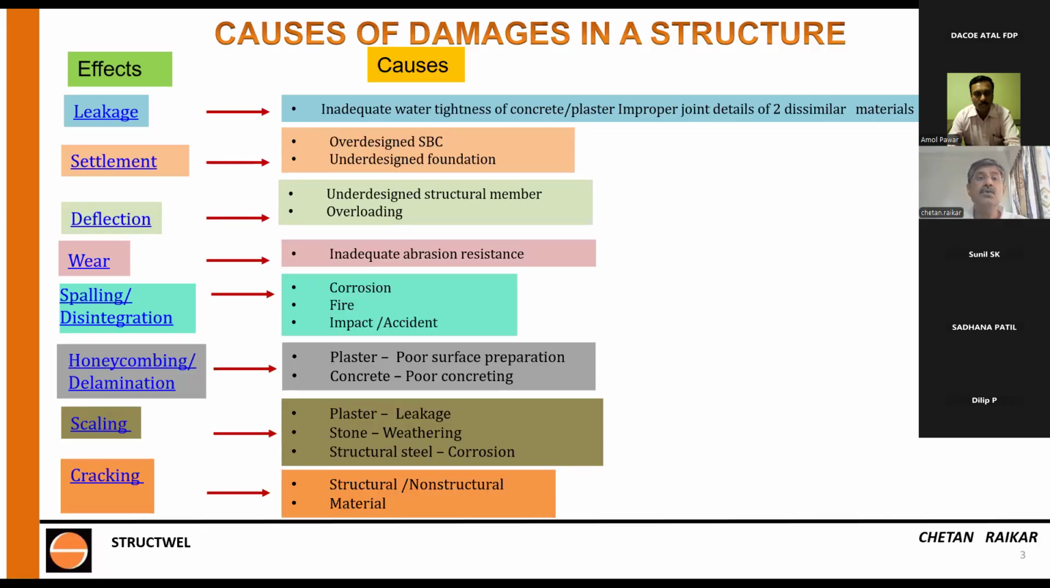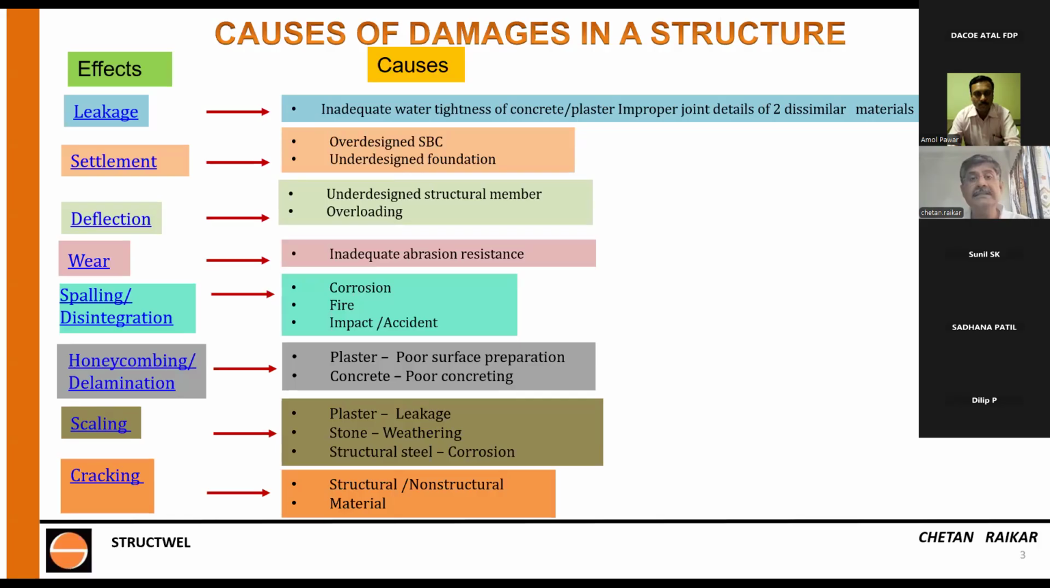Settlement is due to over-designed SBC. Either the SBC has been wrongly designed, for example if it was 30 and it has been designed as 40 or 50, and the structure is constructed taking into consideration that over-designed SBC, or under-designed foundations. So the foundations have been wrongly designed by a structural engineer. I had a case recently near Sangli where the foundations were under-designed and the structure is having severe cracking because of partial and complete settlement of the structure.